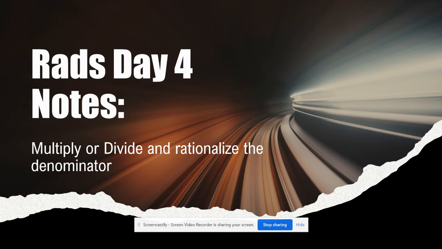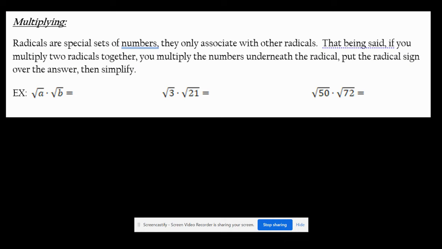Welcome back, everybody. We're going to finish up our review of radicals and talk about multiplying, dividing, and rationalizing the denominator. When we're multiplying, it kind of works like the rules of fractions. It doesn't matter if they're the same radicals or not, as long as they're both square roots, they're both third roots, they're both fourth roots. And when we're finished, we always have to make sure that our answer is in simplest form.